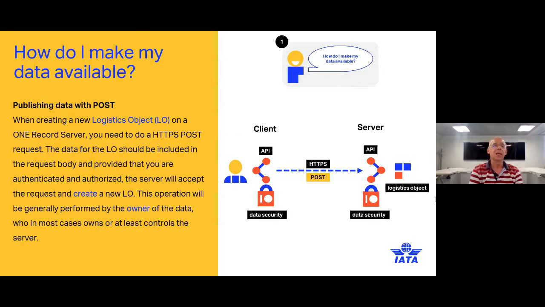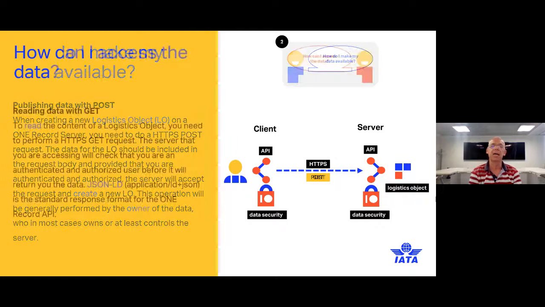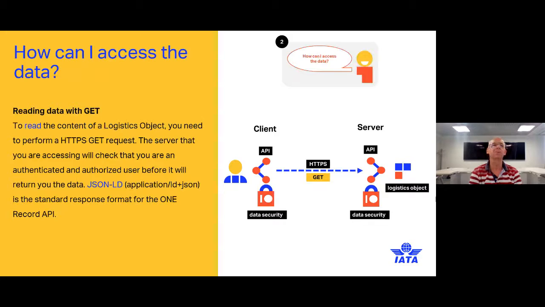Typically, you can only do that if you're the owner of the data and if you control the server as well. Now, there are scenarios where it's not your server and you can still use the POST. This is a specific case, but on the whole, we assume that you have the authority to do this. So now the data is there. We have a logistics object with data about logistics and transport. How do I access the data?